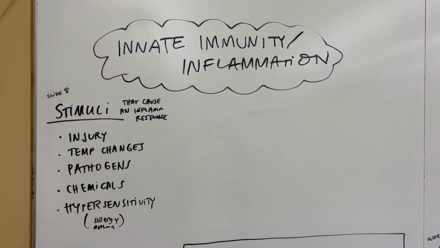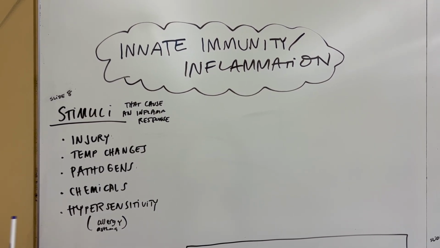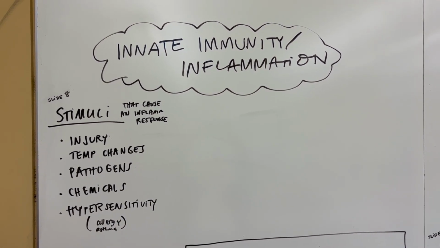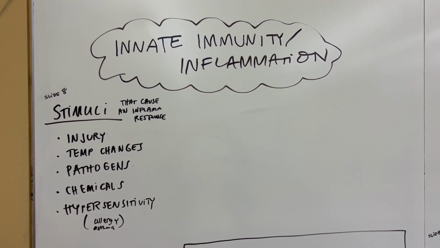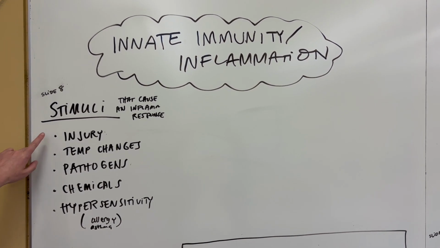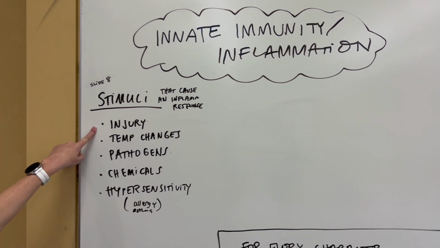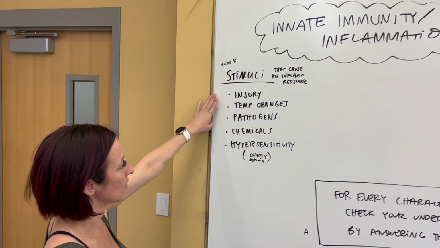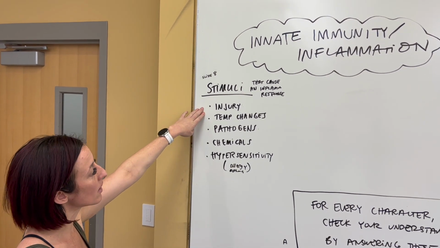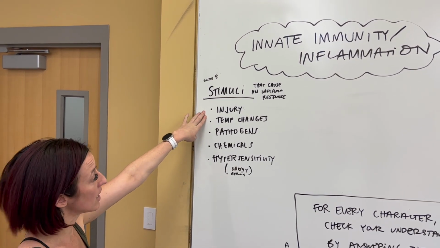So what kinds of things can start off the inflammatory cascade? There's a variety of different stimuli that can cause this. We can have things like an injury. Maybe someone got in a car accident, but it didn't open up the skin. There's no bacteria or pathogens present, but there's been cellular injury here.